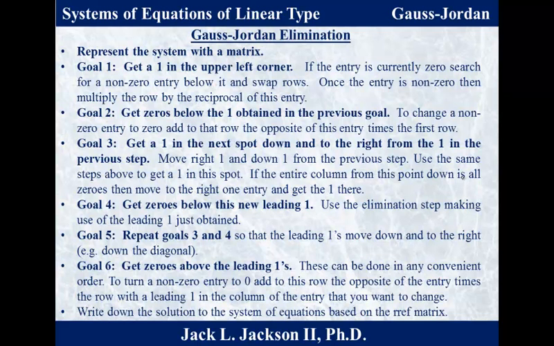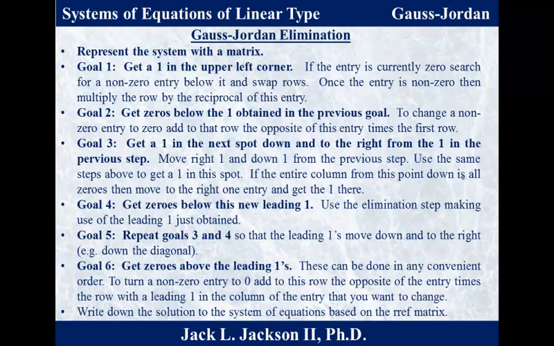So if the entry is already a 1 where you want it, good. Goal 1's accomplished, check it off, go to the next step. Nothing to do. If it's a non-zero number and you want it to be a 1, just multiply that whole row by its reciprocal. The reciprocal of the entry you want to change. That'll turn that non-zero number into a 1. Of course, it'll change the other numbers in the row too. Could even introduce fractions or decimals, but hey, we just got to deal with that.